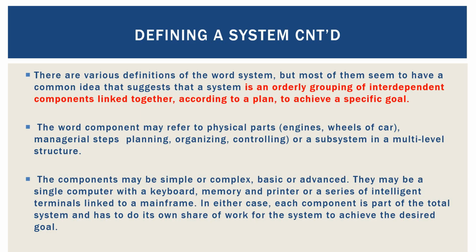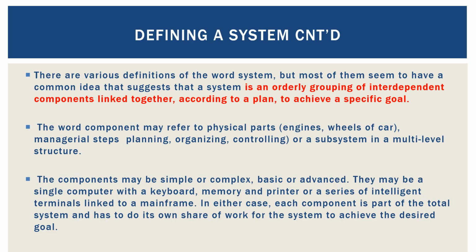Now, the word component may refer to physical parts, which might be engines, wheels of a car, etc. Of course, we can look at a car as a system. The goal of a car is to take you from A to B. What are the components of a car? We talk of the wheels, the steering, the seats, etc. Then they can also refer to managerial steps such as planning, organizing, controlling, etc. Or it can also refer to a subsystem in a multi-level structure.